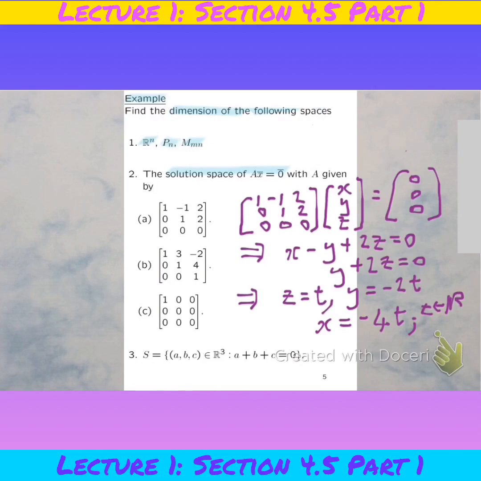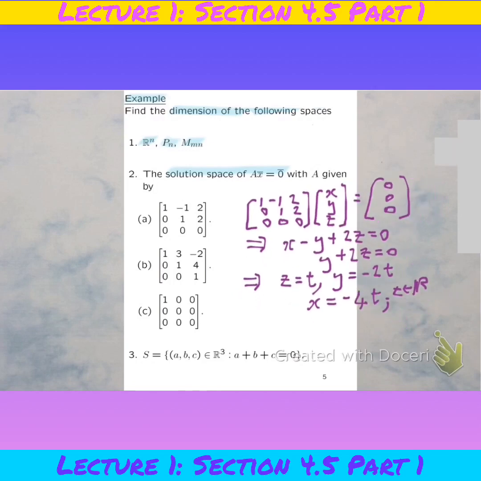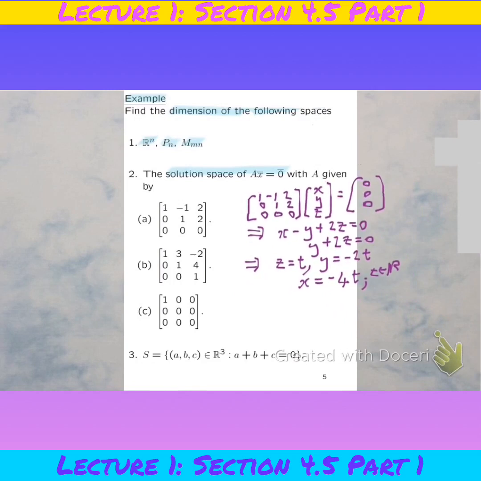And so my solution space then becomes, okay, so it's all vectors of the form, pretty much scalar multiples of the vector -4, -2, and 1. So what is the dimension of this solution space? Well, what we need to do is find a basis for the solution space S.